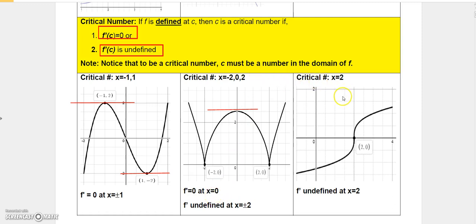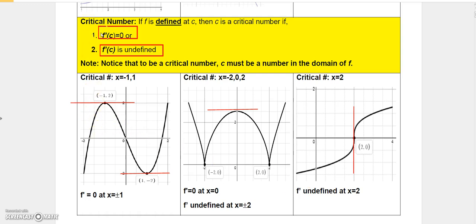Now, I'm going to show you another way that a derivative could be undefined, and that's if you get a vertical tangent line. In this function, at 2, the tangent line goes vertical. Remember, if your tangent line is vertical, it has no slope, or we could say that the slope of the tangent line is undefined. So here, 2 would be a critical number because the derivative would be undefined at x equals 2.